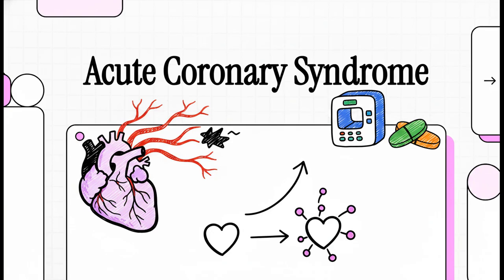All right, let's dive right into one of the most critical topics in modern medicine, acute coronary syndrome, or ACS. Now, you probably know this condition by its more common name, a heart attack. What we're going to do here is build a complete, modern, evidence-based picture of how we diagnose it, how we manage it, and how our entire approach has evolved over the years.